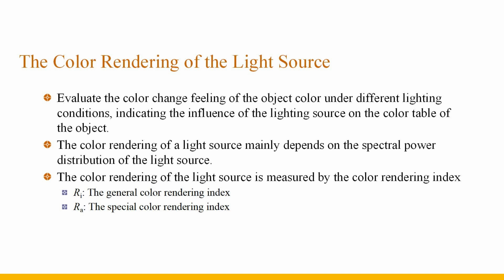It is generally believed that the general color rendering index of the light source is excellent in the range of 100 to 80. The color rendering is average in the range of 79 to 50, and the color rendering is poor when less than 50. Because the general color rendering index is an average value, even if the general color rendering index is the same, it cannot be determined that the color rendering properties of the two light sources are exactly the same.